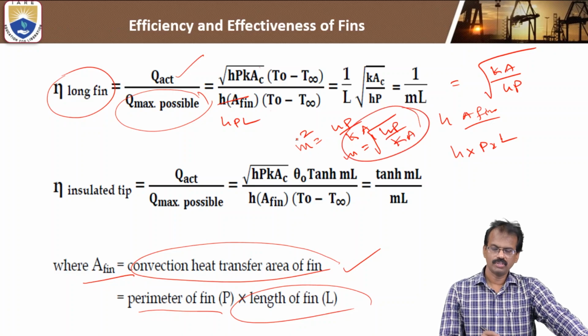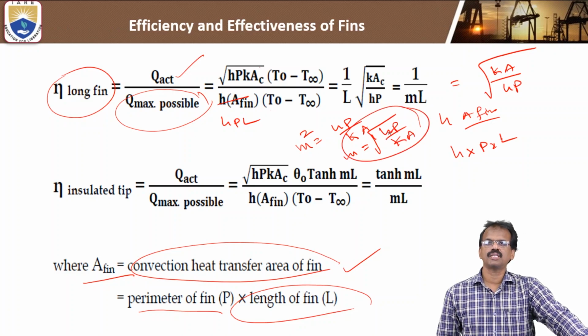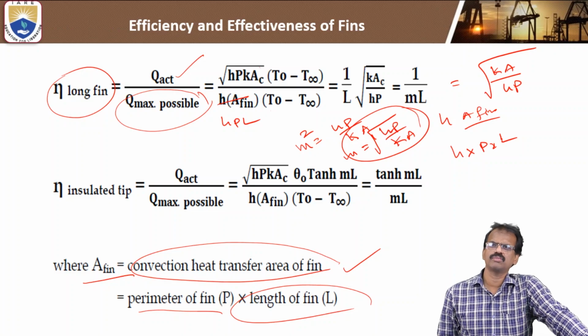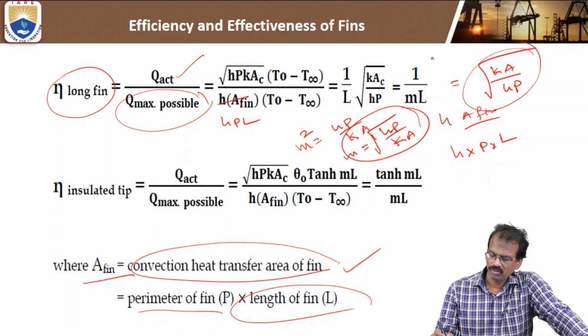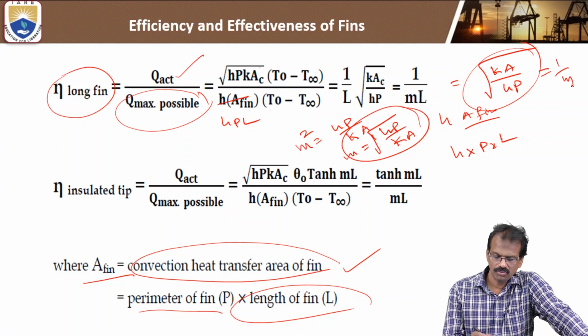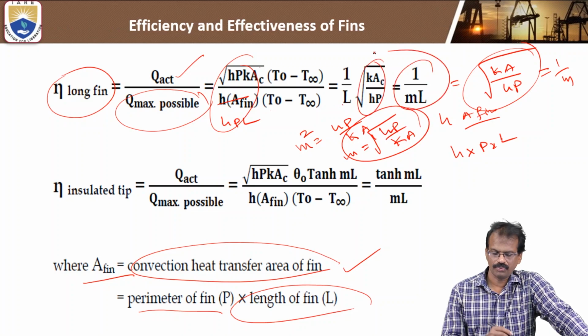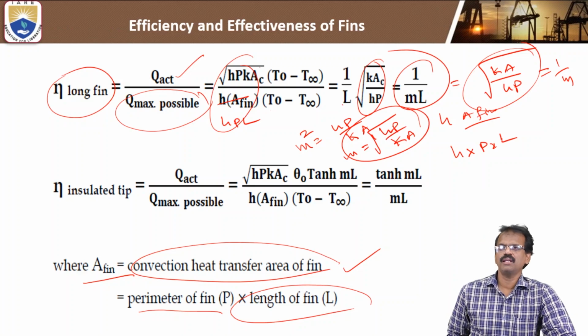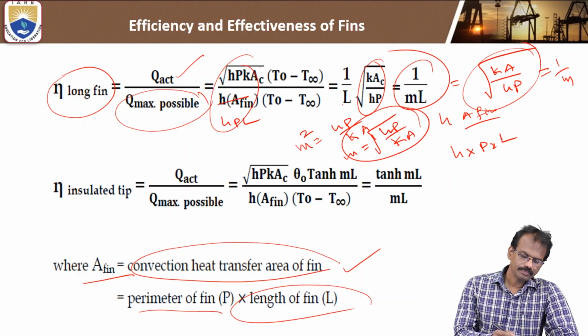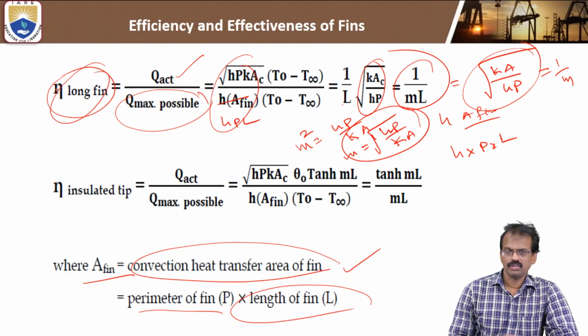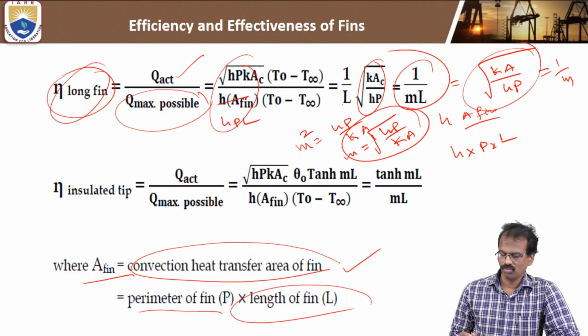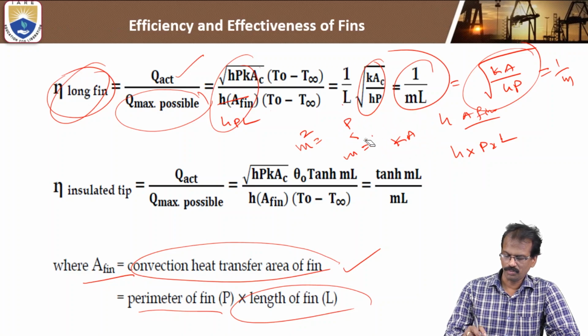So for simplification, this term is represented by M. We already discussed this in the previous class. So this is nothing but 1 by M, and in this place we can write 1 by M. So this total value is equal to 1 by LM, which is 1 by M into L. So the final value is 1 by ML or 1 by LM. The efficiency of the long fin is equal to 1 by ML. You have to remember this one.